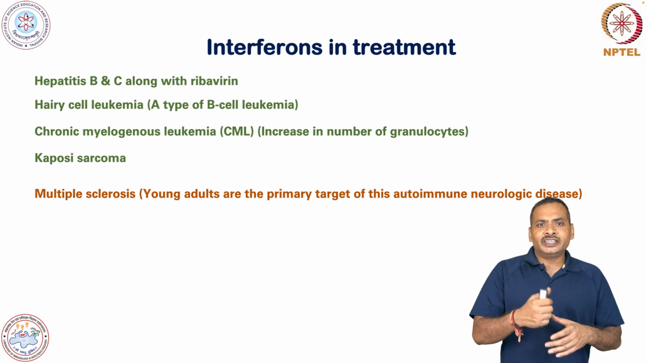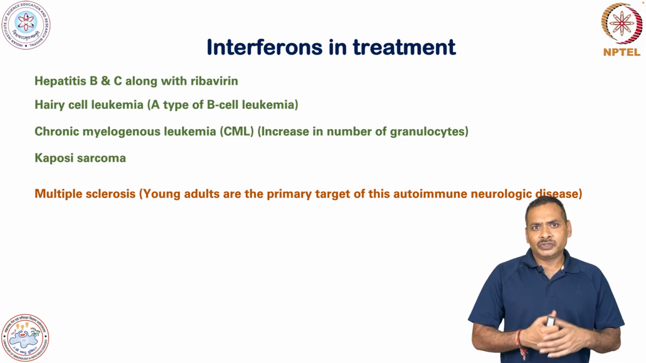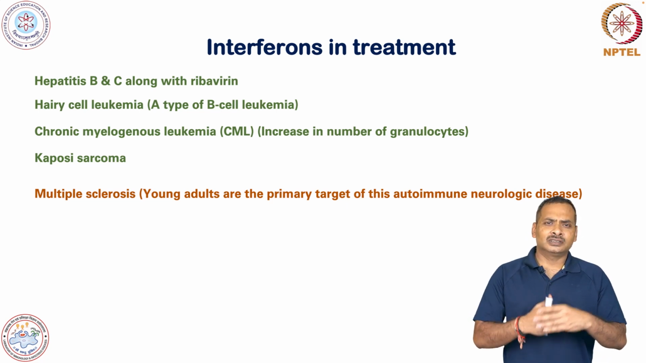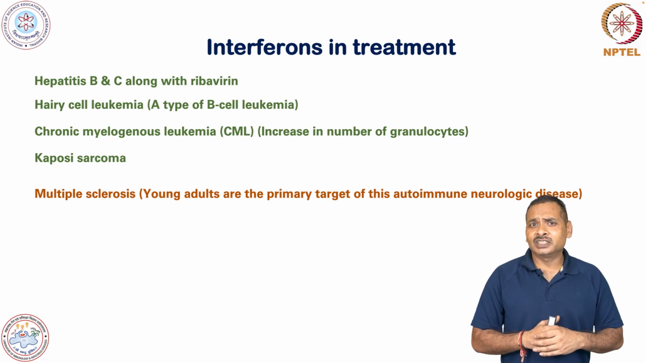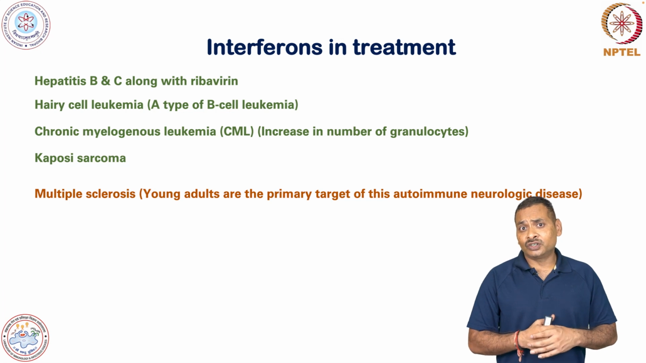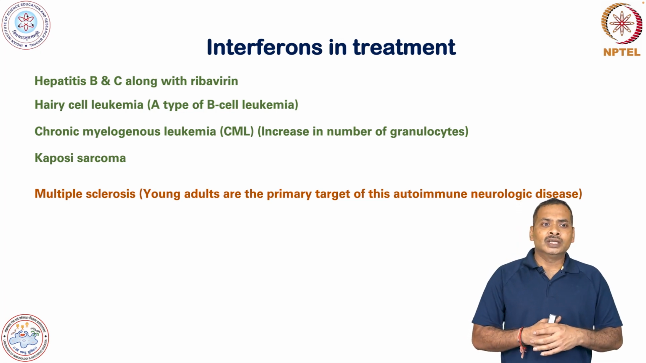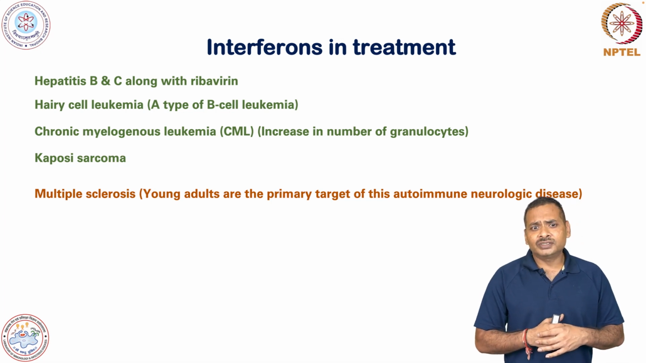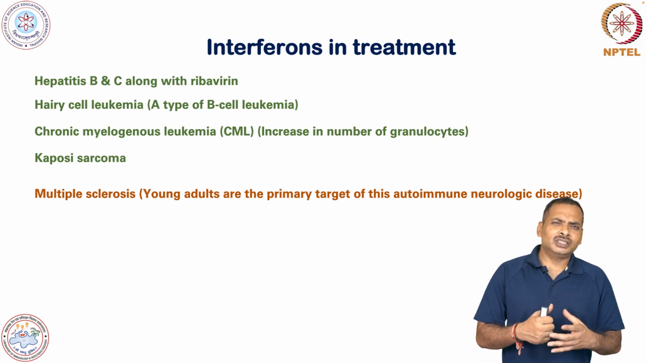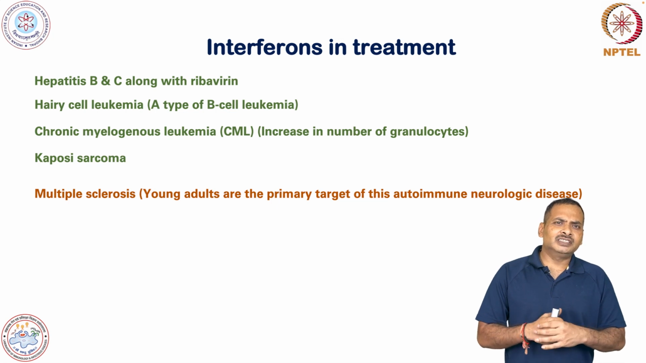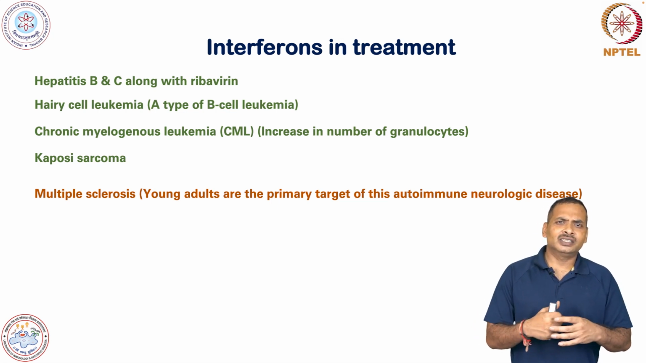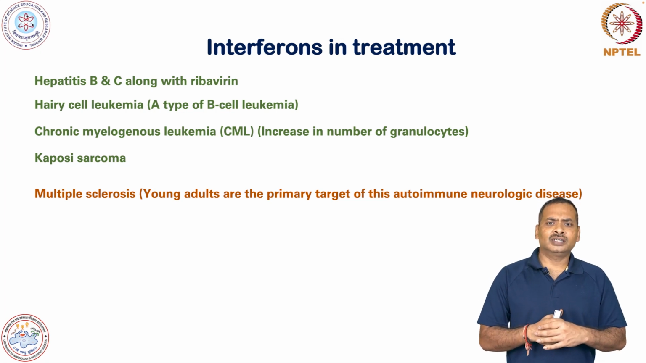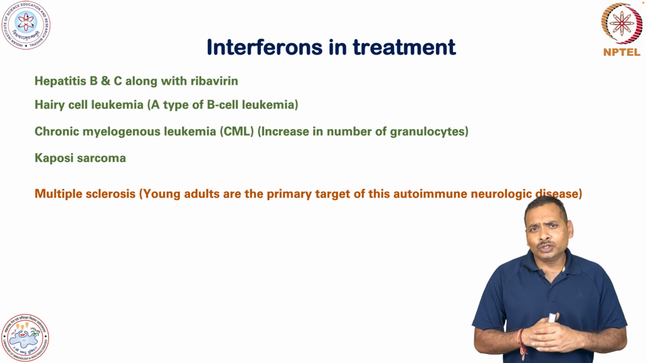So, whatever I have explained so far, which is in green font, all these conditions are basically treated by interferon alpha. Okay. And now I will talk about multiple sclerosis. It's a very bad disease, a neuronal disease, and it is mainly present in young adults. Okay. And this is an autoimmune disease.